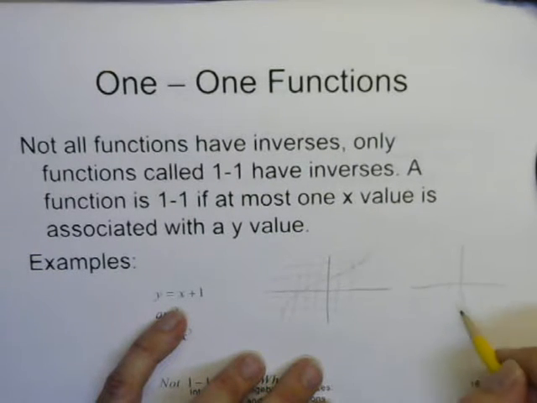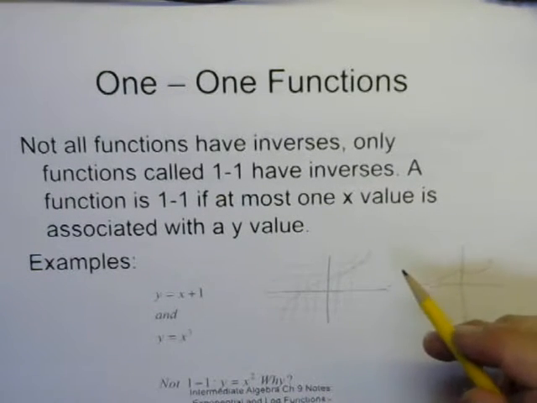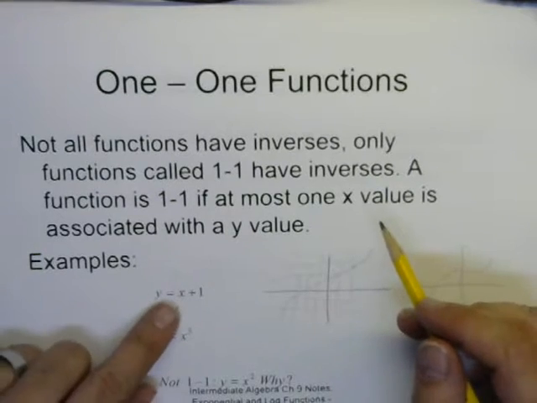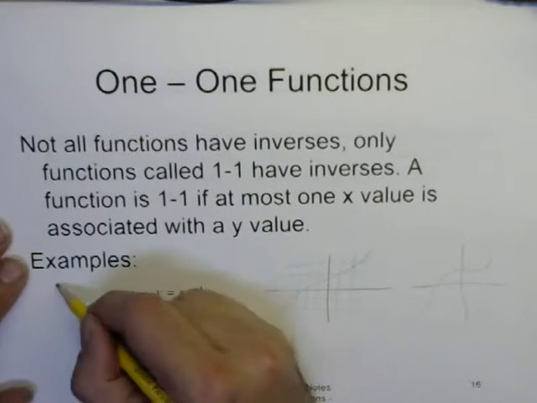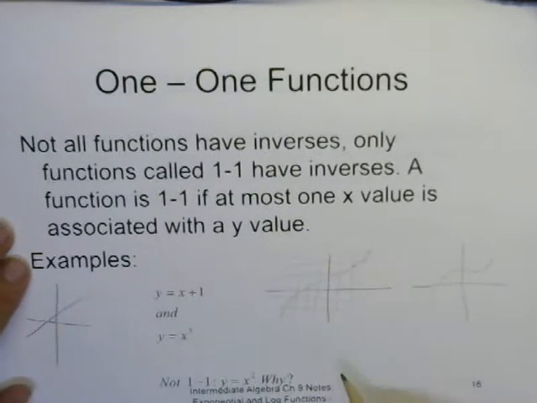So a function is not one-to-one if it has hills or valleys in it. It can wiggle a little bit, but not too much. If you think of the function y equals x plus 1, that's just a straight line, so that will be one-to-one clearly.